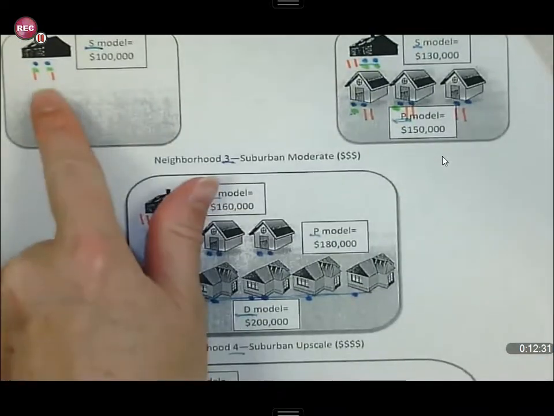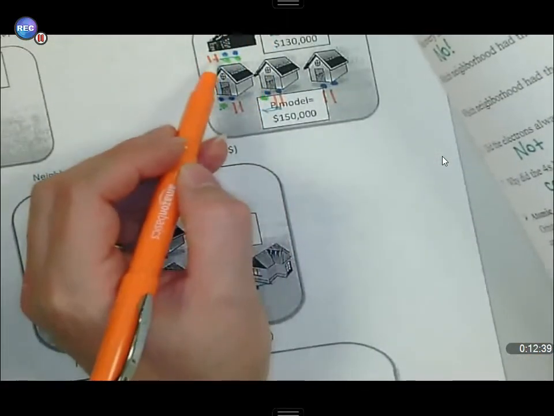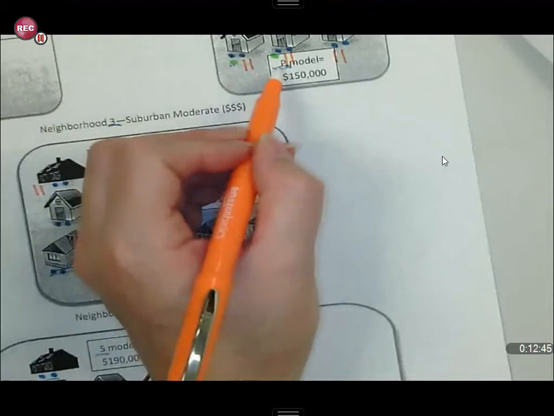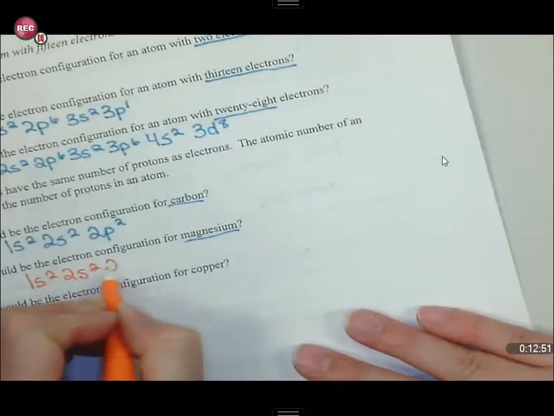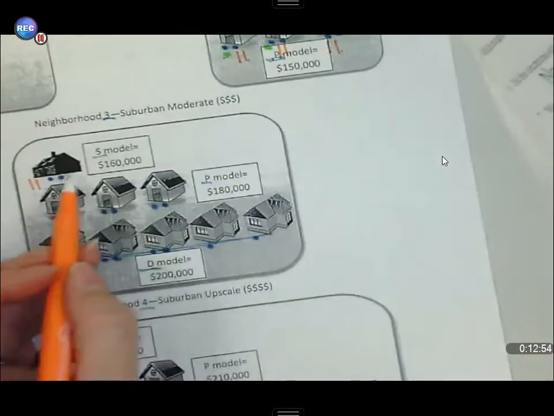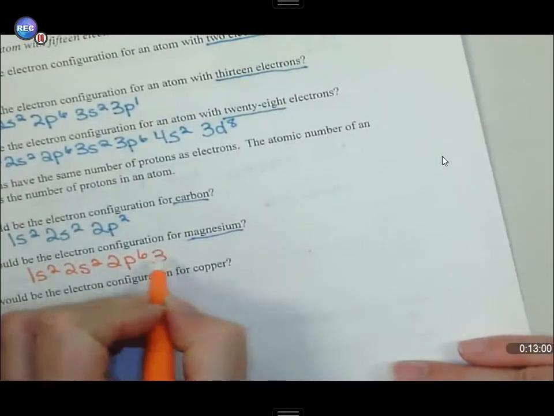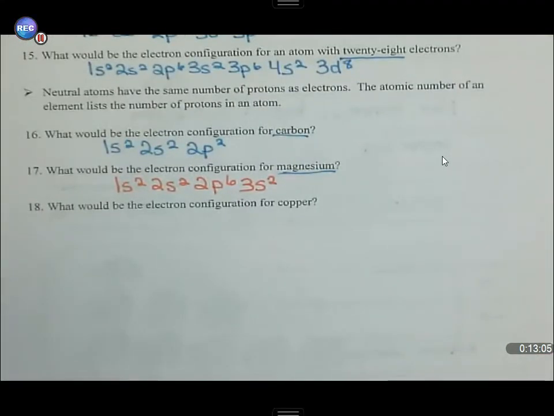So when we go to label it, you have 1s2. Here you have 2s2. Then you have 2p, and you have 1, 2, 3, 4, 5, 6, 2p6. And then we moved on to level 3, 3s, and we have 2 electrons. So 3s2. Sorry, my paper keeps sliding down. Now this can be very confusing. Use the houses to help you out.